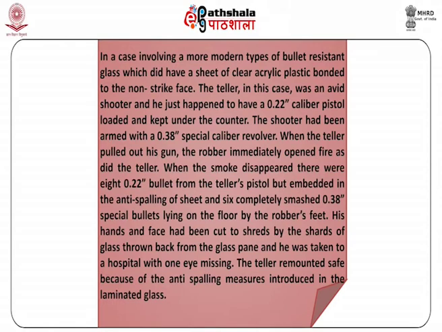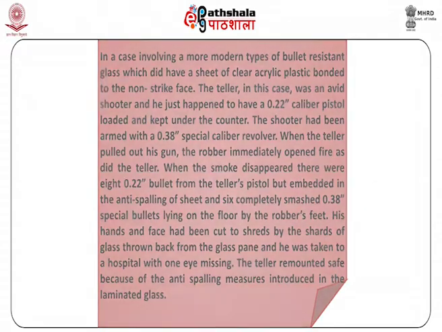When the smoke cleared, there were 8 .22 bullets from the teller's pistol embedded in the anti-spalling sheet and 6 completely smashed .38 special bullets lying on the floor by the robber's feet. His hands and face had been cut to shreds by the shards of glass thrown back from the glass pane, and he was taken to hospital with one eye missing. The teller remained safe because of the anti-spalling measures introduced in the laminated glass.